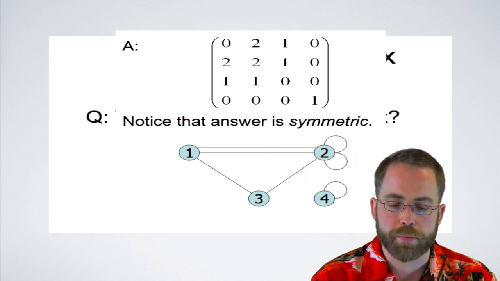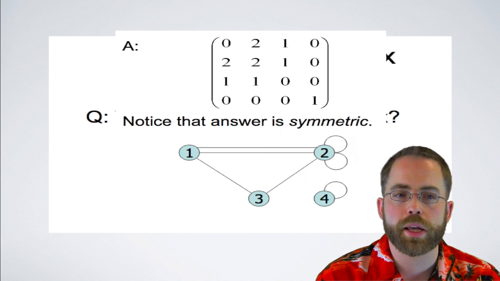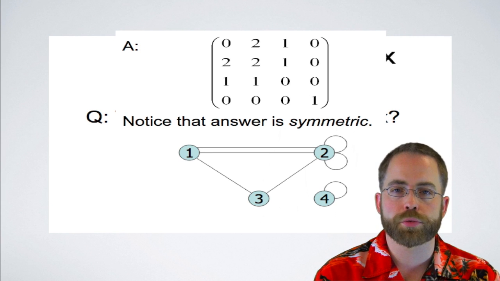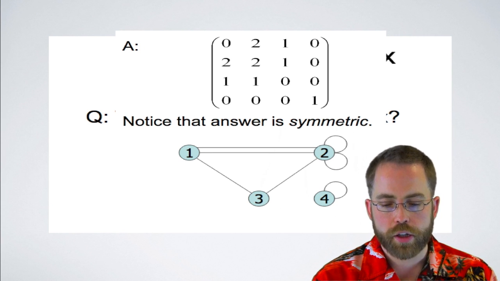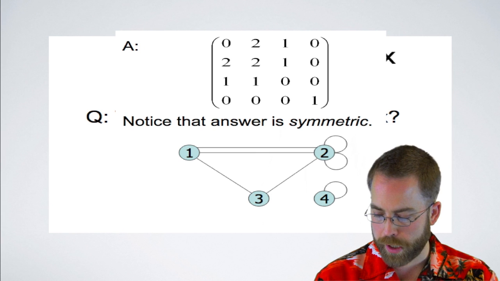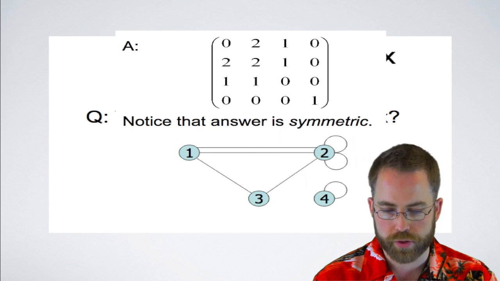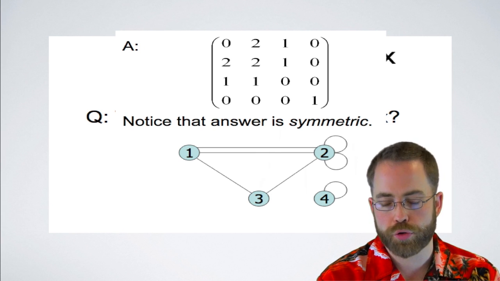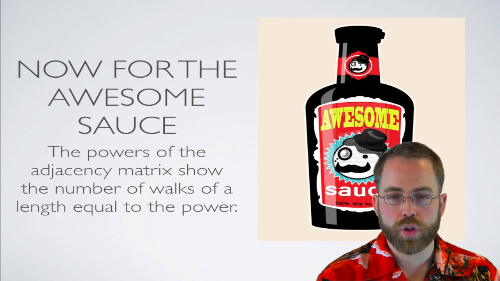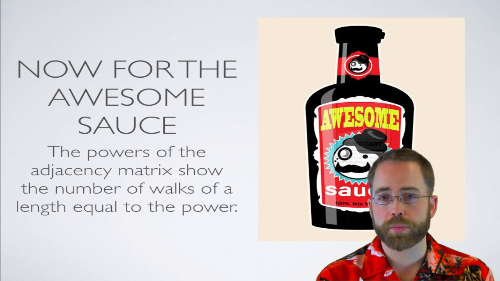Hopefully your answer is symmetric like this, that you can see that there are as many paths from 1 to 2 as there are from 2 to 1. Over and over again, there should be a nice symmetrical pattern to your design, your layout of this tree. So now comes the awesome sauce.